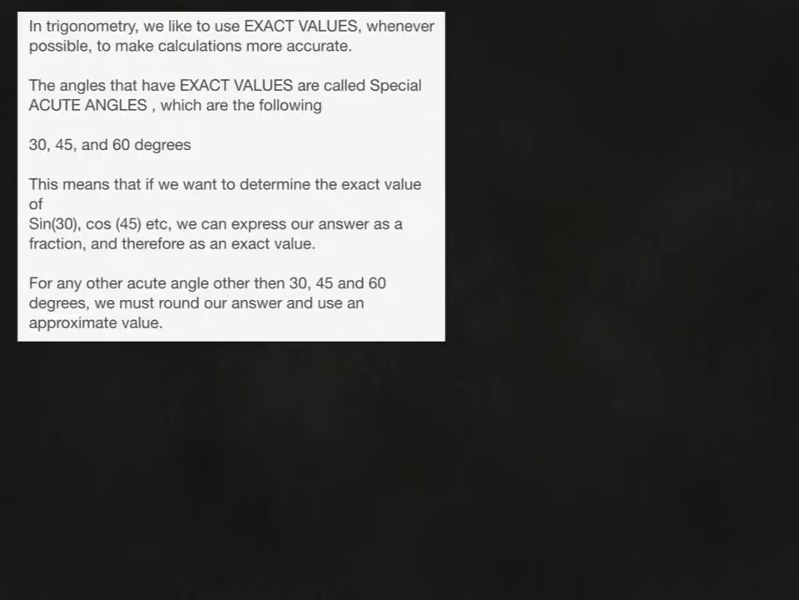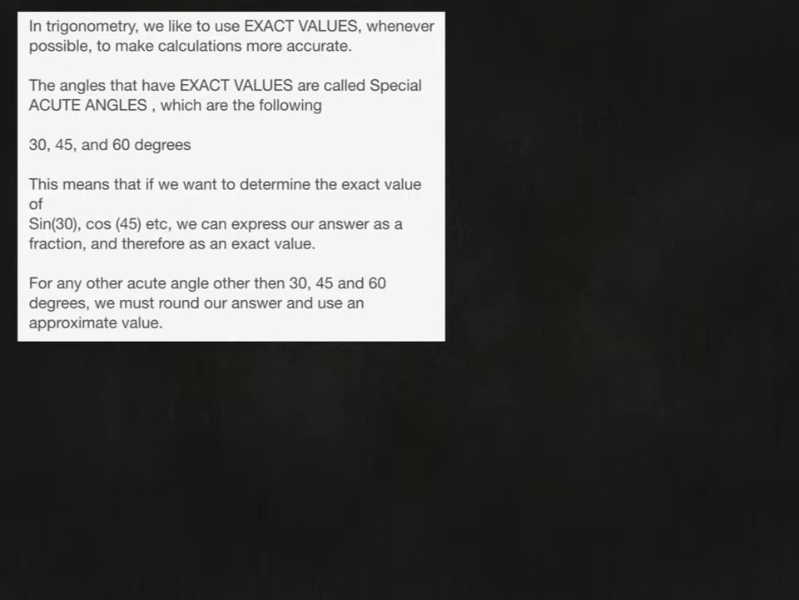Okay, so in this video, we're going to determine the exact values for angles that are less than 90 degrees. So, why do we even use exact values? Well, exact values allow us to give responses and answers that are much more accurate. When we have to round or approximate, we're not getting the most accurate value. So, whenever it is possible, we want to use exact values.